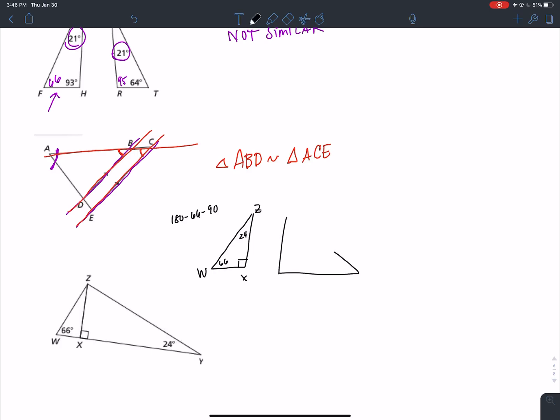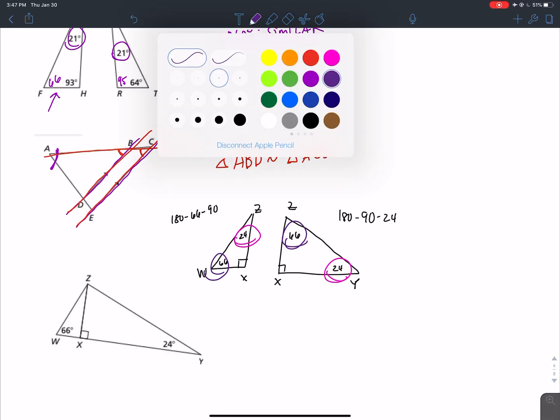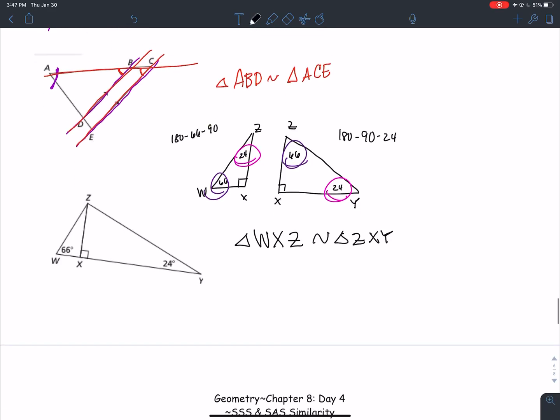And then my other triangle is XYZ, and I do 180 minus 90 minus 24. That gives me 66. If I look, I have two angles that are congruent to each other. So when I have two angles that are congruent to each other, then that means the triangles are similar. So I can say triangle WXZ is similar to, and I started at the 66, so I have to say triangle Z, then X, then Y. All right, that's it.